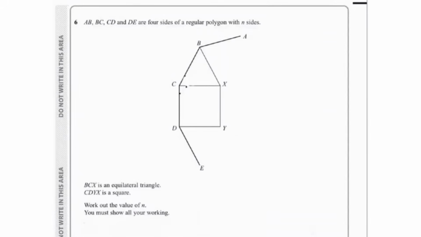AB, BC, CD, and DE are 4 sides of a regular polygon with n sides. BCX is an equilateral triangle, so all sides are going to be equal over here. And CDXY is a square, so these sides are also going to be equal. We have to work out the value of n. As the question said that AB, BC, CD, and DE are 4 sides of a regular polygon, that means DE and AB also have the same length. So all of these lengths are equal.